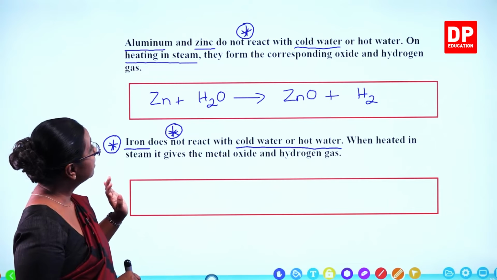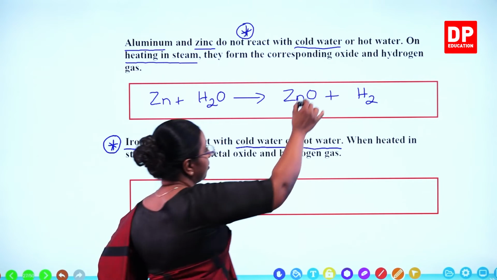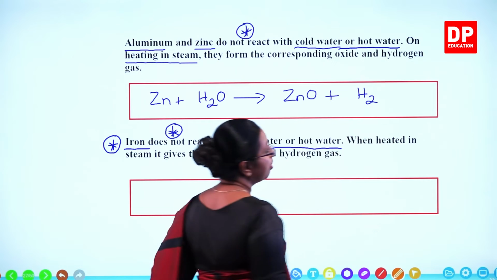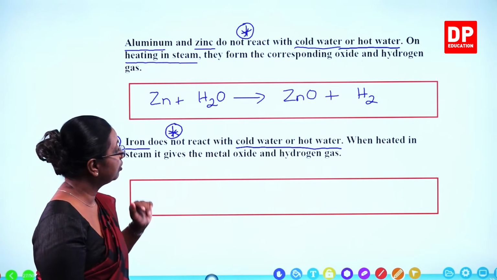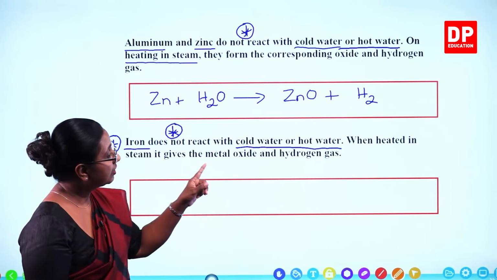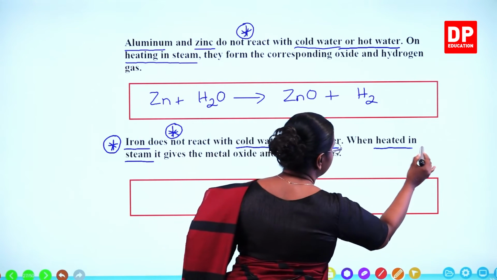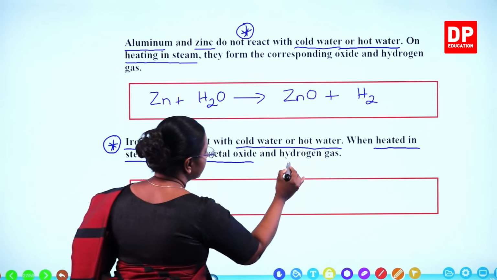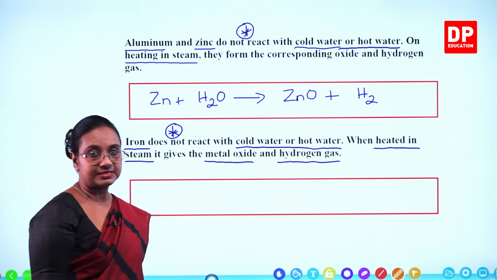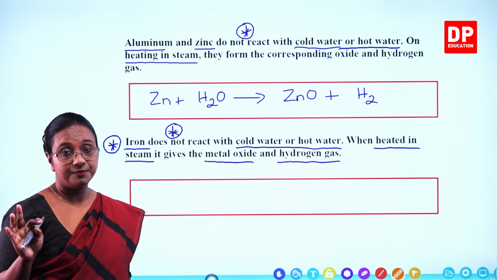So aluminium and zinc also do not react with cold or hot water. Same way, iron also does not react with cold water or hot water. But when heated in steam, it gives the metal oxide and hydrogen gas. But the metal oxide that is formed is different.